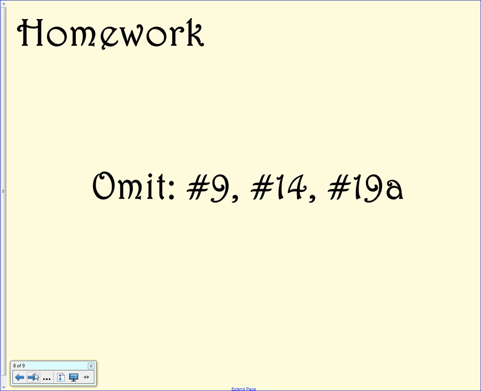On your homework, you do get to omit number 9, 14, and 19A. Now for 19B, you do need to do it. You don't develop the identity. You're just going to need to go back in your notes and find that one, and then plug in the values for your x and y that they give you. So your x would be 165 and your y would be 75.